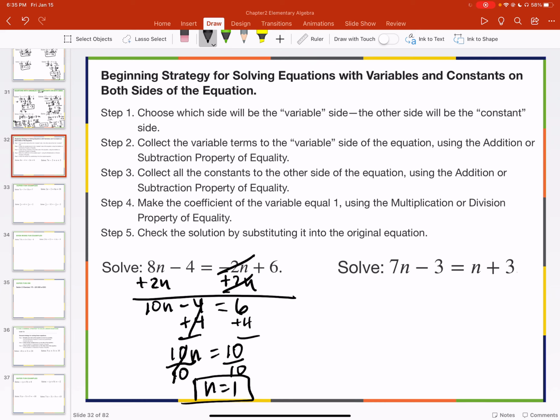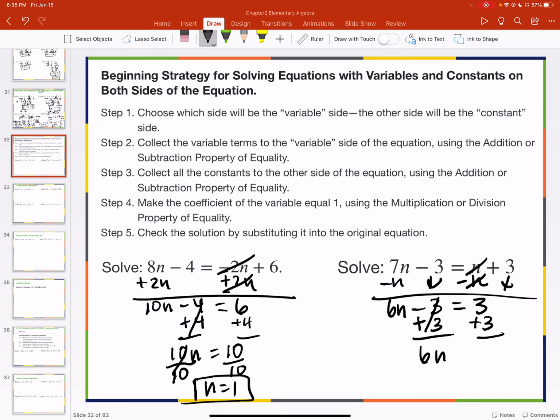So now we have here 7n minus 3 is equal to n plus 3. I'm going to subtract n from both sides. So notice that I write it directly underneath the variable. 7n minus n is 6n. Bring this down, and I bring everything else down, right? So this is a positive 3, so just 3 like that. And now I need to get rid of this minus 3, so I'm going to add 3 to both sides. And I get 6n is equal to 3 plus 3 is 6. Now I want to get rid of the coefficient of 6 that's next to the n, so I divide by 6, and I get n is equal to 1. All right, so that is that.